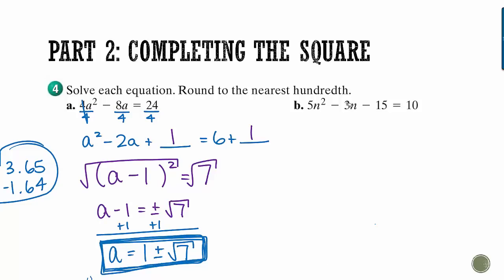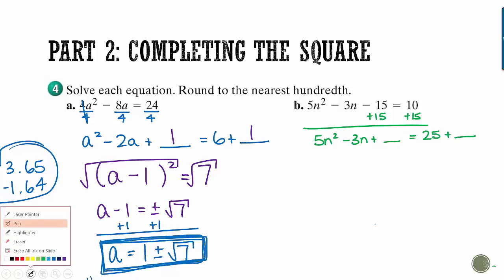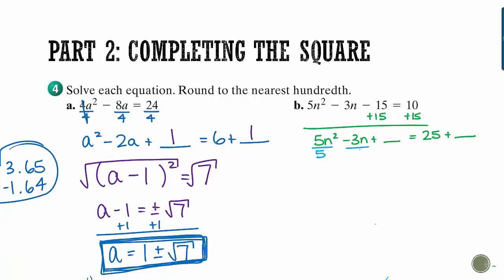All right, so this problem here, the first thing I notice is that it's not in the form I want it to be in. So I got to do two things. I got to get this 15 over to the other side. So you get 5n squared minus 3n plus our blank equals 25 plus our blank. And then the next thing I notice is there's a 5 out front, and that can't happen, so I got to get rid of that. So this gives me n squared minus 3/5 n plus our blank equals 5.